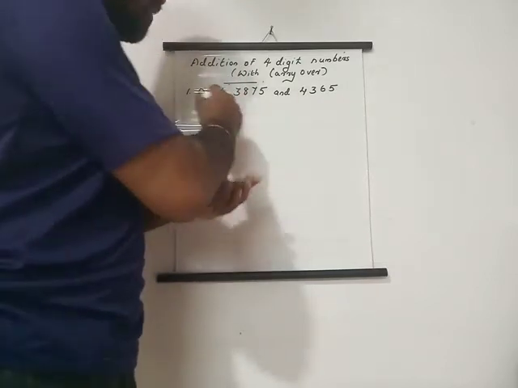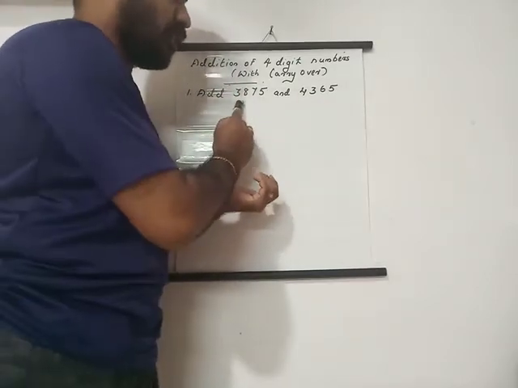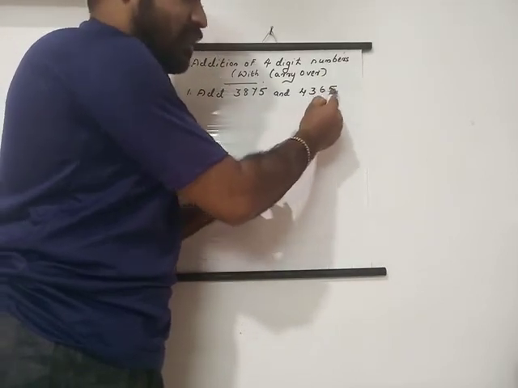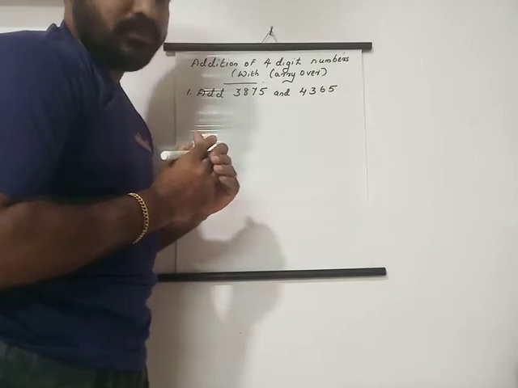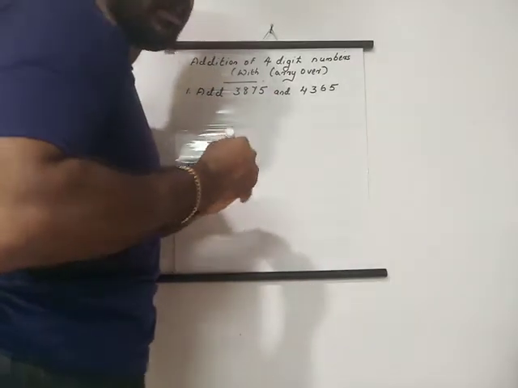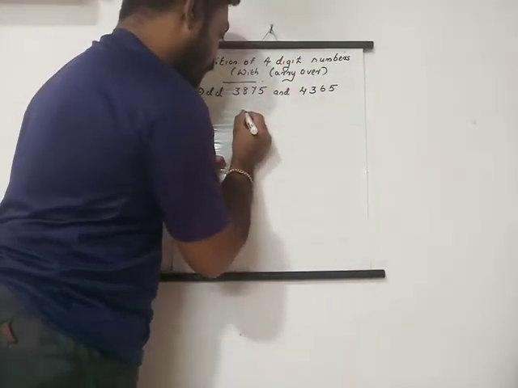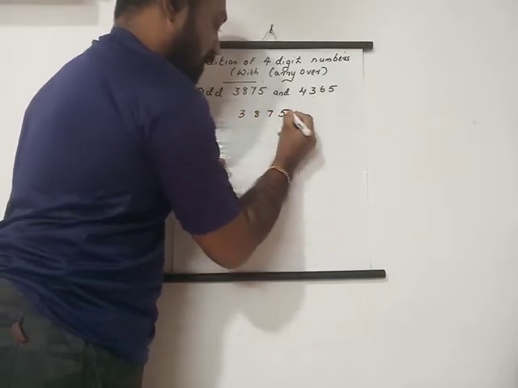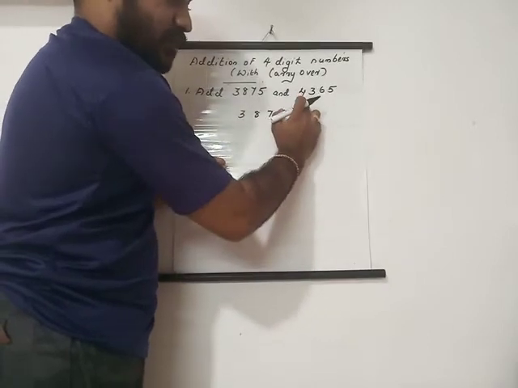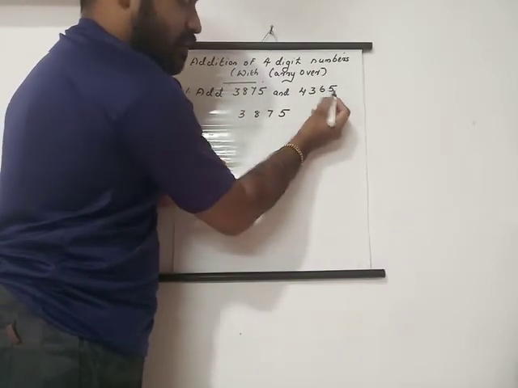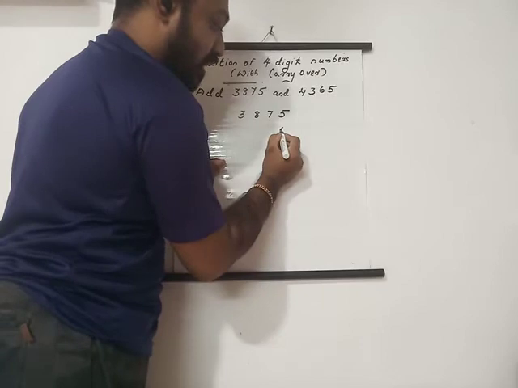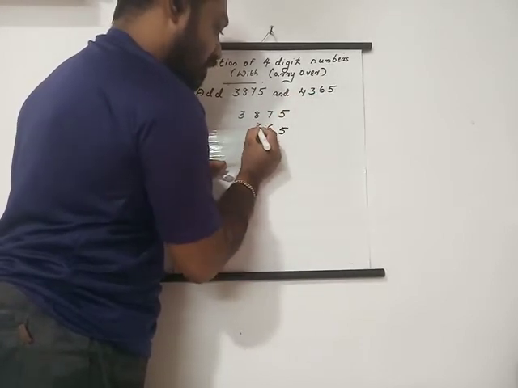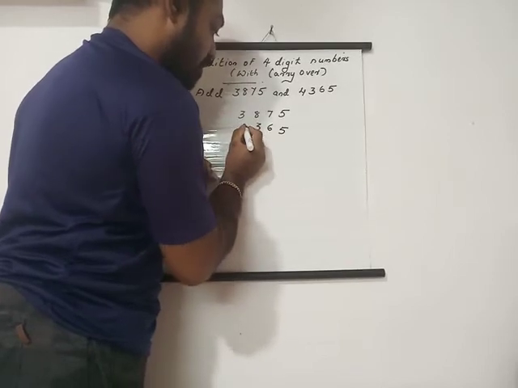Let's take an example. Add 3875 and 4365. First we have to write the first number, 3 8 7 5, and then the number 4365, starting from the ones place: 5, then 6, then 3 and 4.